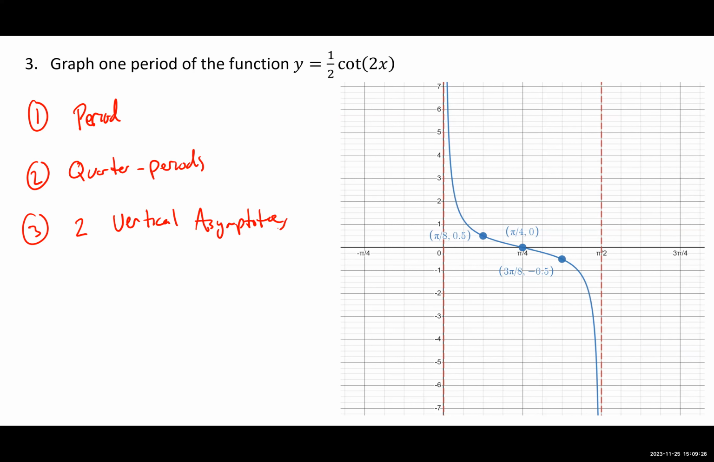So we start with the period. We find the period by solving that inequality. Then we cut the period up into 4 pieces, 4 quarter periods. Then once we have that, we've got 2 vertical asymptotes. We've got 3 points. And once we have that, we are able to draw the graph.